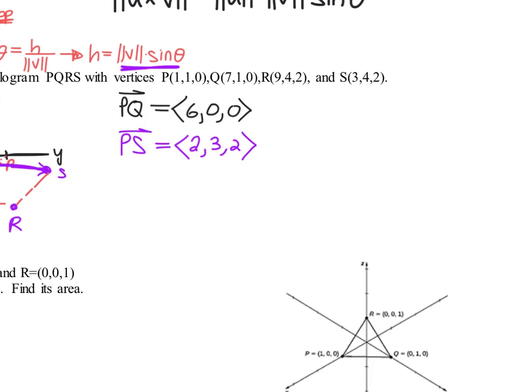All right, so I need to find the magnitude of the cross product between these. Now, you may look at this and say, well, I like the shortcut formula, so let me find the angle between them. And that's entirely up to you.